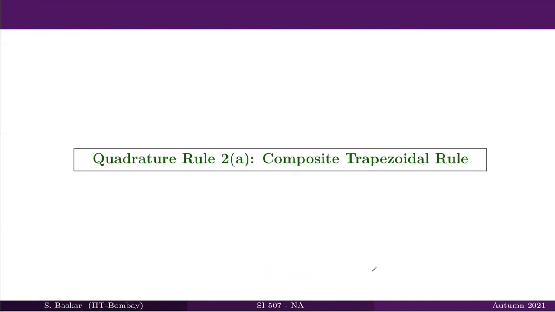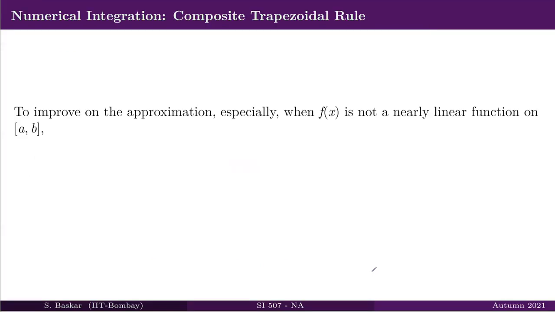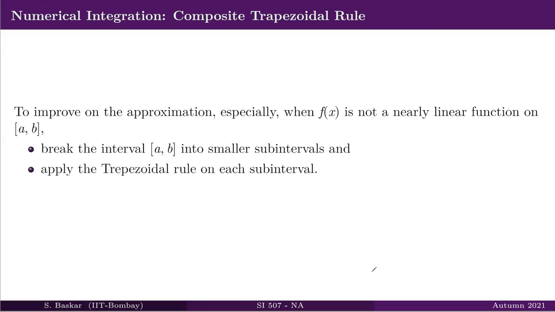Next, let us derive the composite trapezoidal rule. Let us quickly recall from our previous lecture that to improve the approximation of the quadrature formula, we can also go for the piecewise polynomial approximation to the integrand. In this, we have to first break the interval a to b into smaller subintervals and apply the trapezoidal rule in each subinterval. Not only the trapezoidal rule, for any quadrature rule, we can follow this idea to obtain the corresponding composite rule.